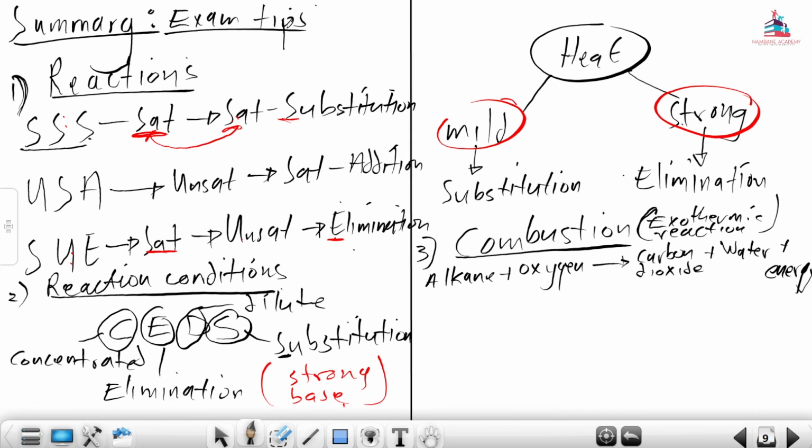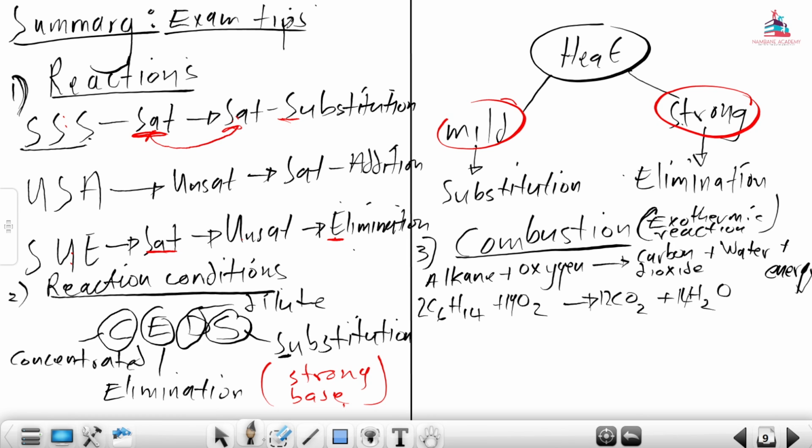So the alkane can be anything, C6H14. Oxygen is O2, then it's going to give us carbon dioxide, which is CO2, plus water, which is H2O. Then I must balance. I think I need 2, then 19, then 12 carbon dioxide and then 14 H2O. Balancing is also from grade 10. I won't waste the time explaining that.